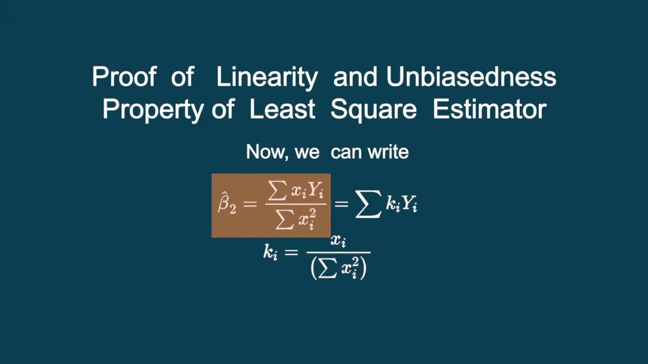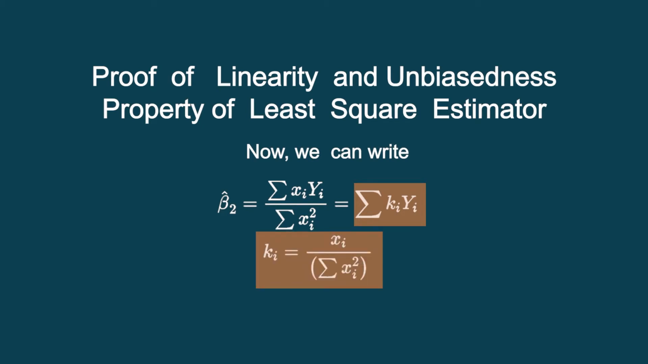Accordingly, we can see that this beta 2 hat can now be written as summation xi, which is written in small letter because it is the deviation from the x bar, times capital Yi, which we have derived just now, divided by the denominator summation of xi square. Now here we are assigning a weight, which is ki. So this ki is basically a fraction of xi divided by summation of xi square, so that we can consider it as if k1y1 plus k2y2 plus k3y3, where i is running from 1 to n.